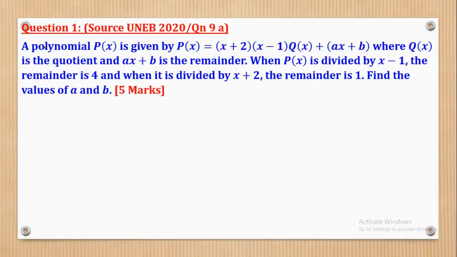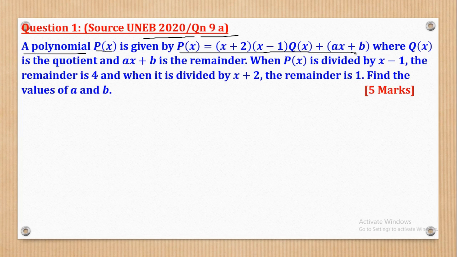So with that knowledge, let's go through these questions. Question 1 came from UNEB 2020, which is last year, paper 1, question 9a. It says that a polynomial p(x) is given by this expression, where 2x is the quotient and ax plus b is the remainder.